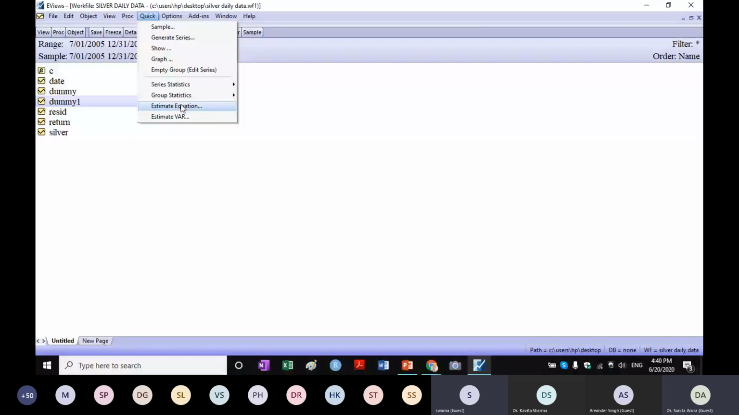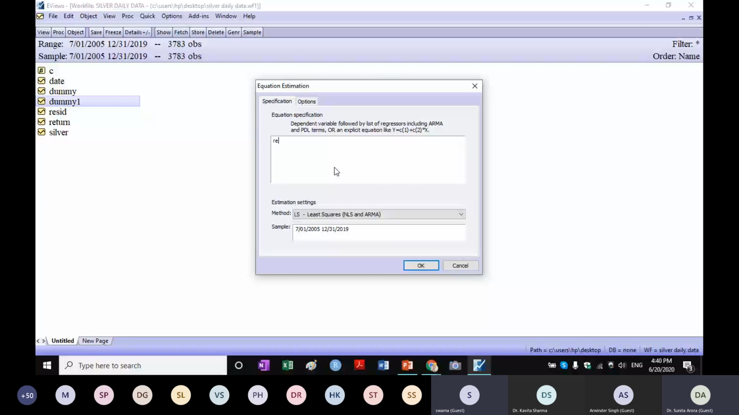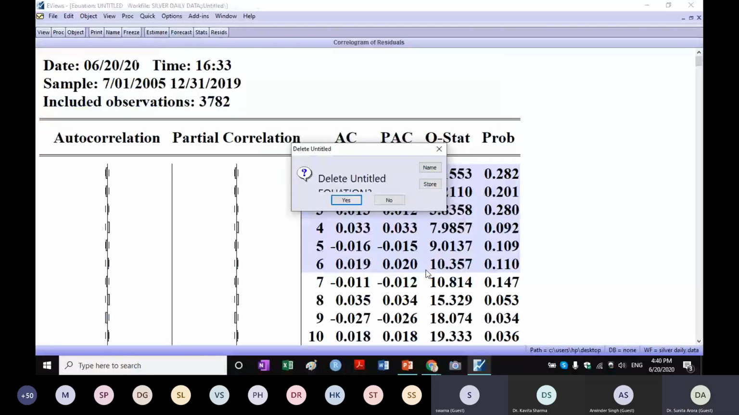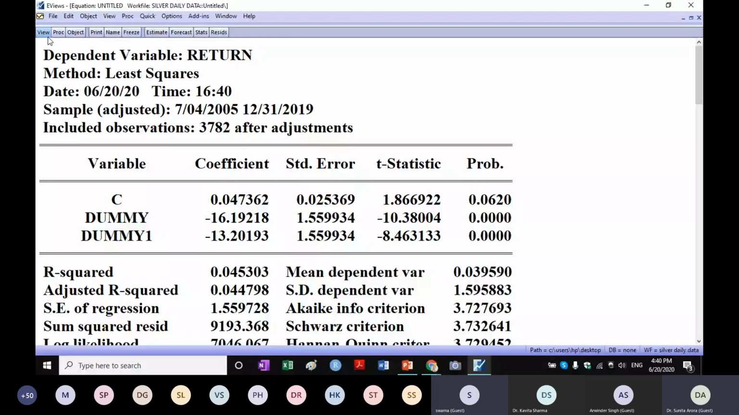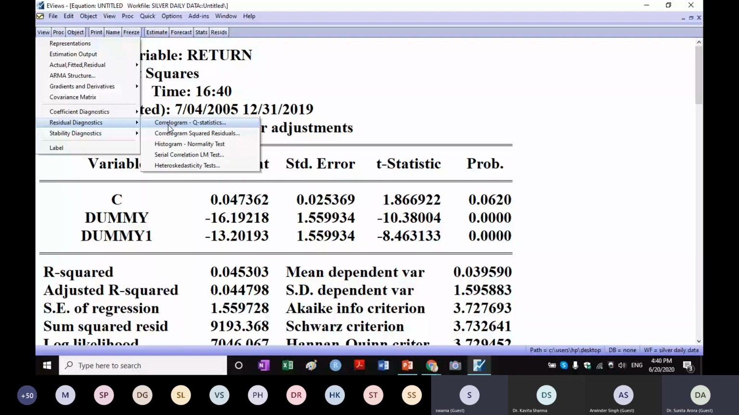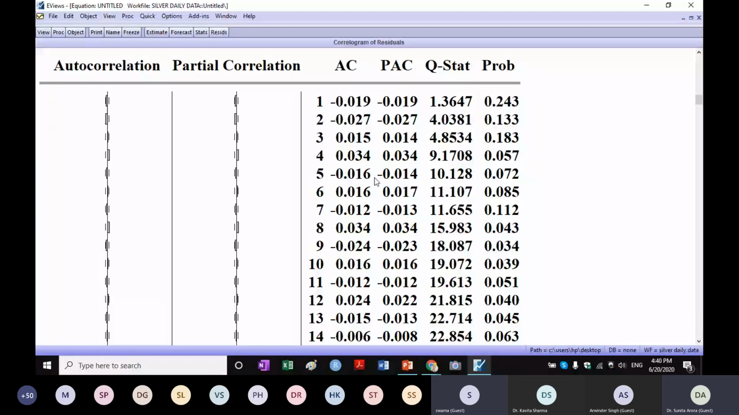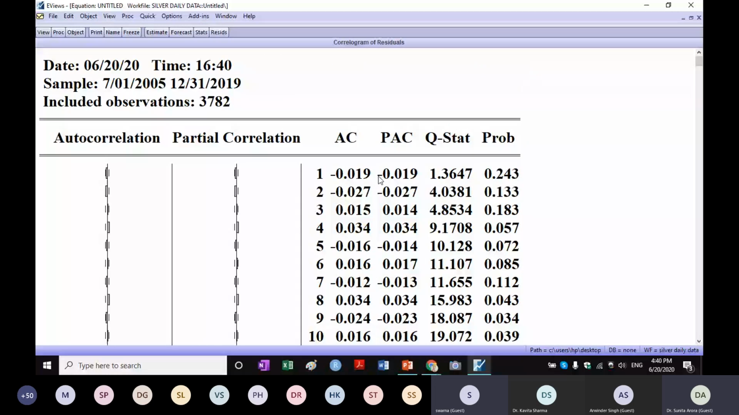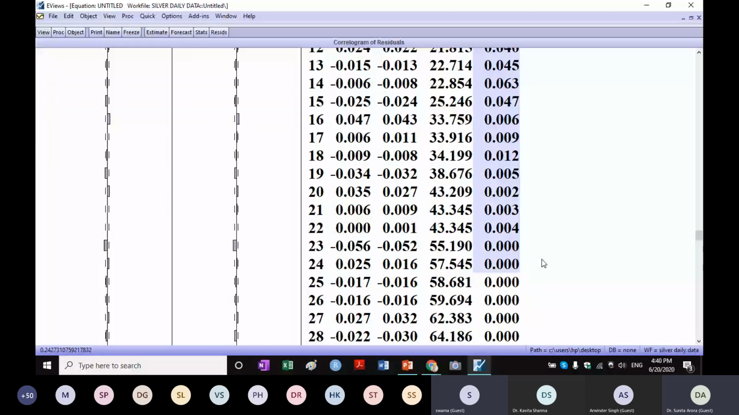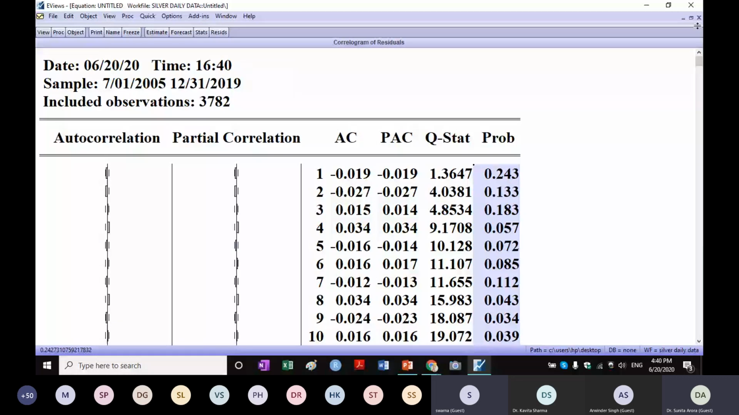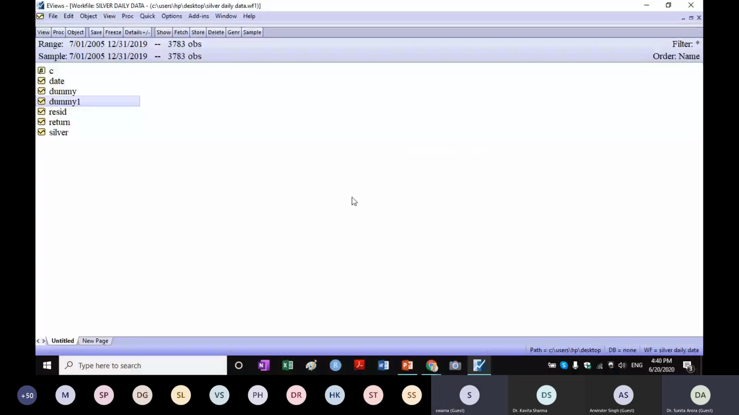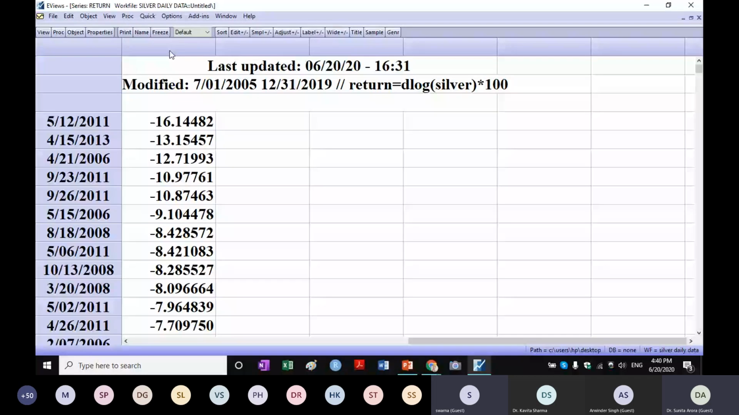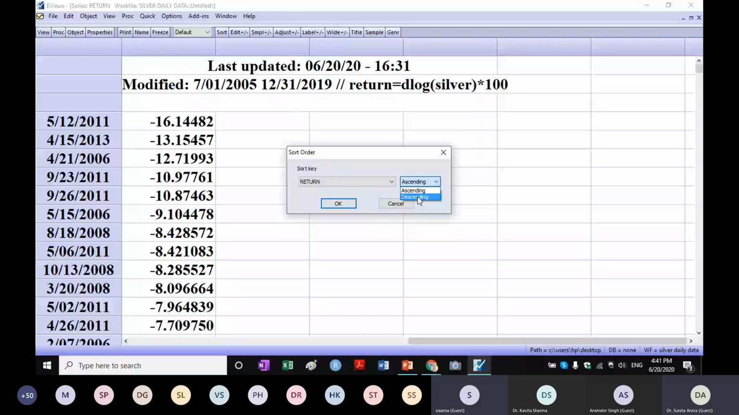Estimate equation, return space C space dummy space dummy 1. View residual diagnostic, correlogram. Again there is a problem, meaning our model is not correctly specified. That means we have to create dummies for other values also. Sort by return, descending.